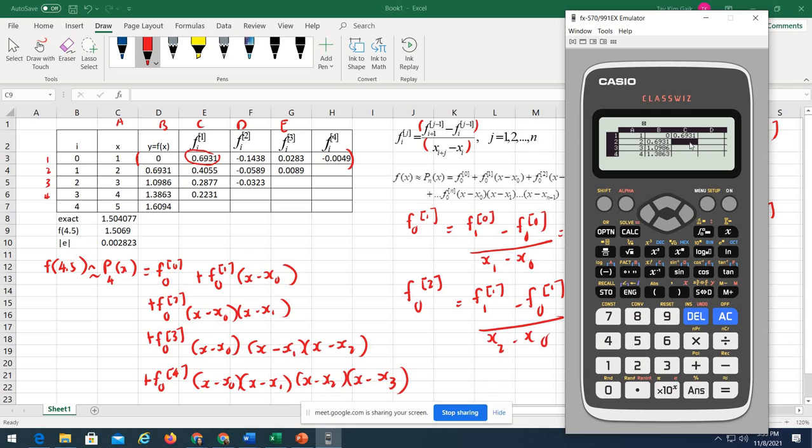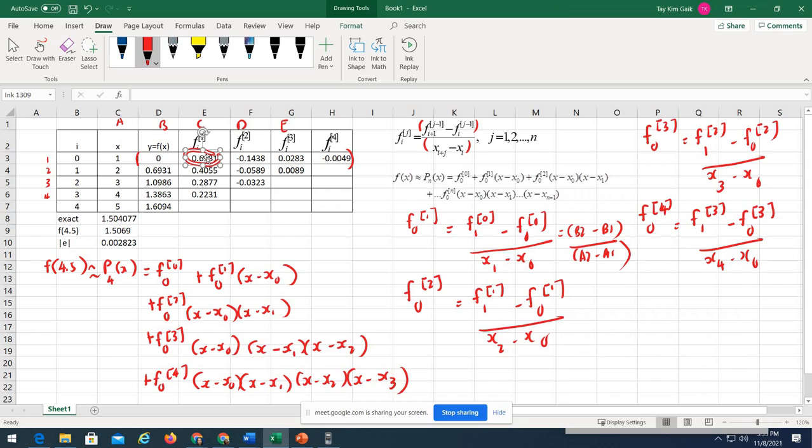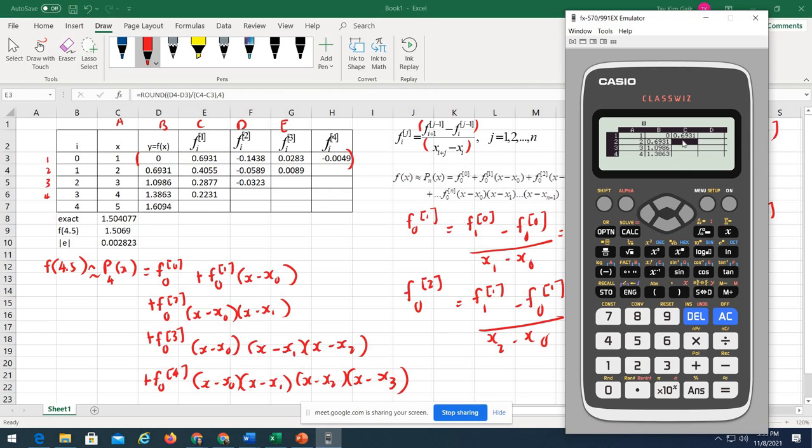So you get 0.6931. You compare with Excel just now, easily you no need to type in the formula. You just click the cell, but in the calculator, you have to key in the formula according to the cell location.